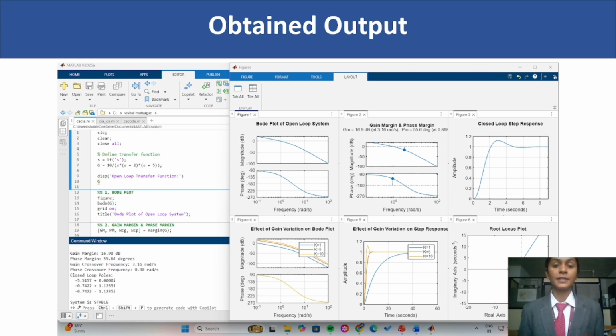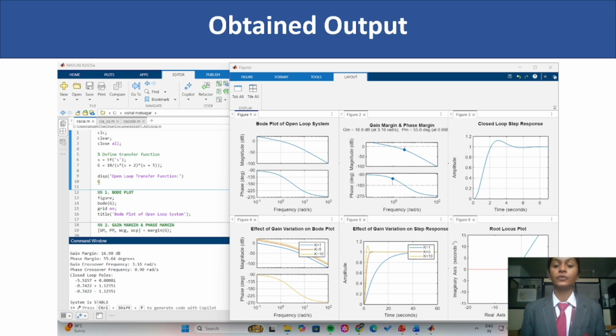The system is represented using a transfer function, which is a mathematical model in the Laplace domain. It defines the relation between input and output of the system. In MATLAB, we define the transfer function using the TF command. This model is then used to generate Bode plots, step response, and other analysis.